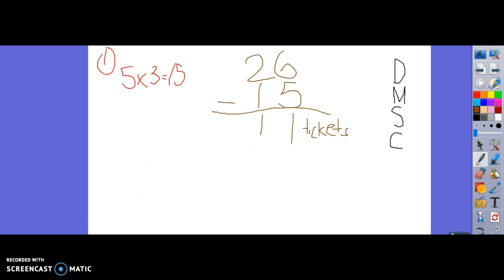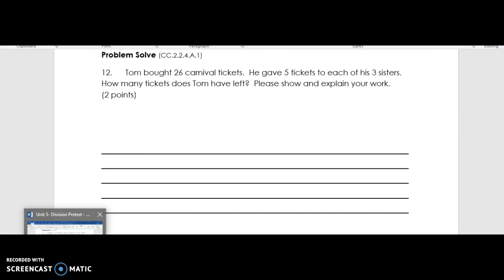So when you would explain it, you could say that first I figured out how many tickets he gave away, which was 15. Then I took his total of 26 and took away the 15 lost tickets to give me the answer of 11 tickets remaining.